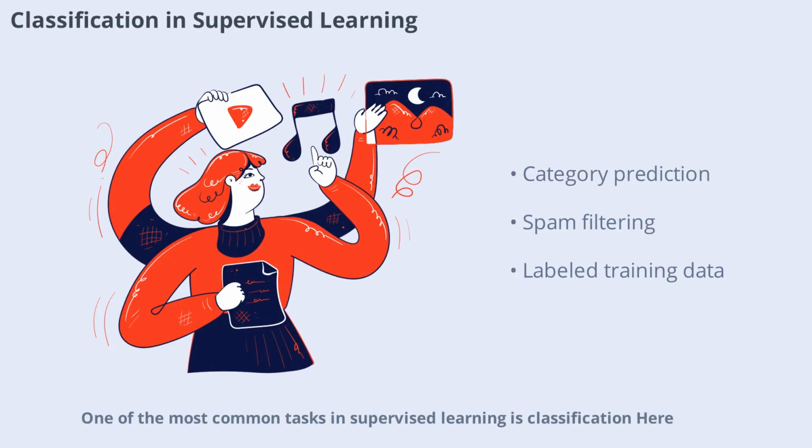One of the most common tasks in supervised learning is classification. Here, the model learns to assign inputs to predefined categories. For example, an email classifier might label messages as spam or not spam. The model is trained on labeled examples and then predicts the category for new data based on what it has learned.